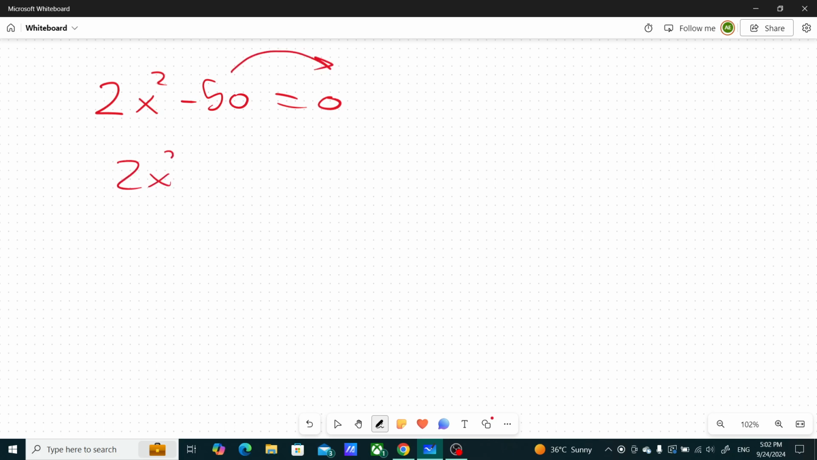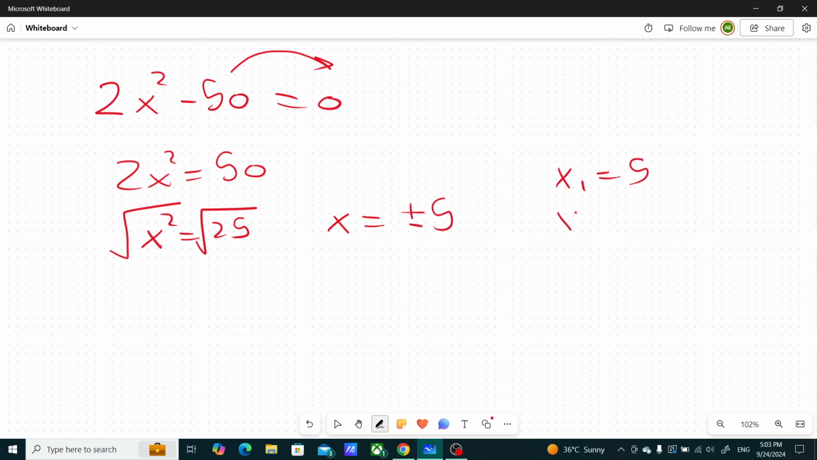I'll have 2x squared equals 50. Okay, and I will divide by 2, so x squared equals 25, and then I can square root both sides. This is going to give me x equals plus or minus 5, so my x1 equals 5 and x2 equals minus 5. This is solving, but however not by factorization.